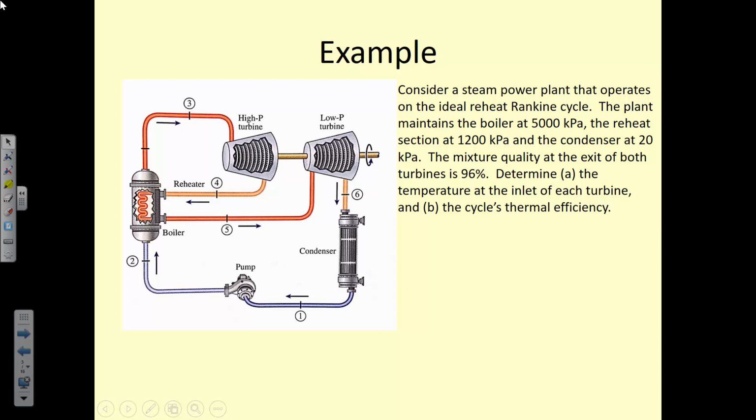And is this reheat or regeneration? Reheat, right? So it's reheating the steam in between the two turbines. And it says that in the problem statement. But looking at it, if it didn't say the words reheat, would you know that that's what it is? Okay, make sure that you understand the difference.